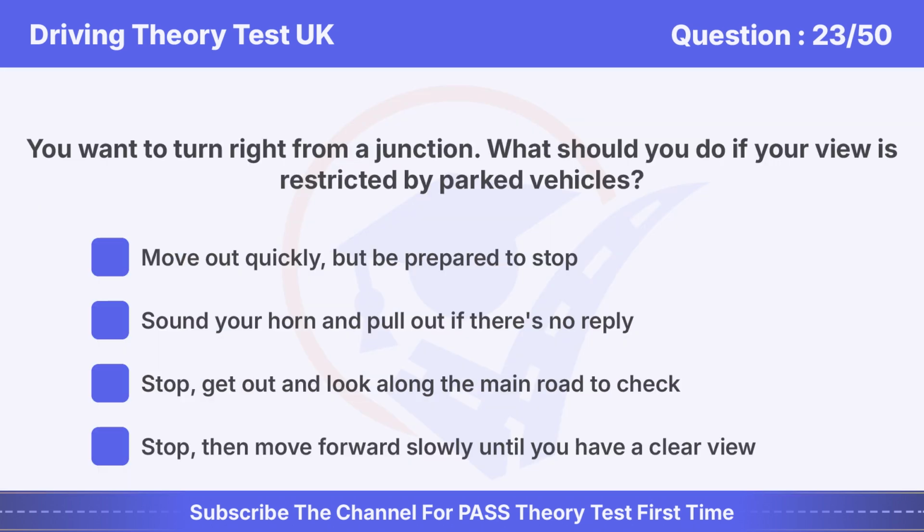Question 23. You want to turn right from a junction. What should you do if your view is restricted by parked vehicles?